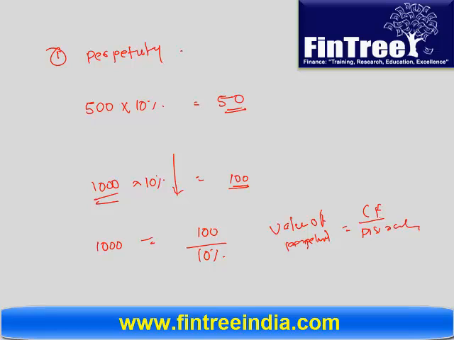If an investment offers a return of rupees 30 per annum till perpetuity, comma, appropriate discount rate is 12%. Appropriate discount rate is 12%.